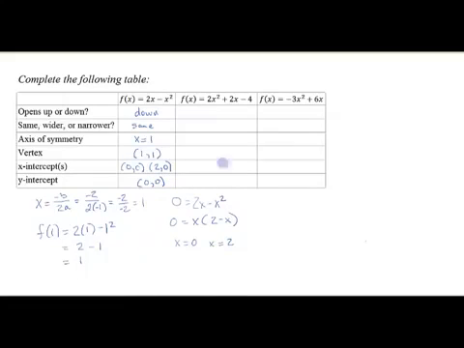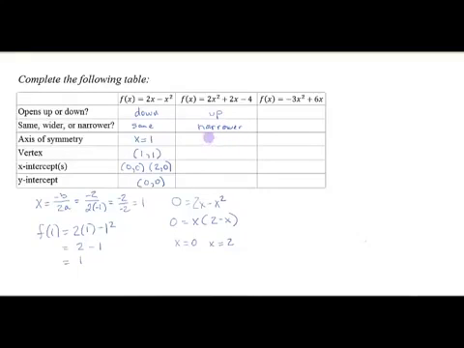For this equation, it's going to be opening, of course, up, because a is a positive number. Is it the same, wider, or narrower? Well, this is a 2, and the absolute value of 2 is 2, which is bigger than 1. So it's going to be a little narrower than our standard y equals x squared parabola.